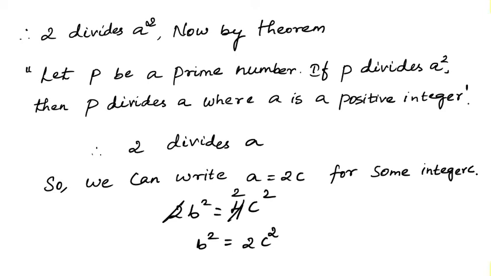For co-prime the only common factor is 1, but here you got 2 as the common factor for both a and b, which contradicts. So therefore our assumption that root 2 is rational is wrong, which concludes that root 2 is irrational.